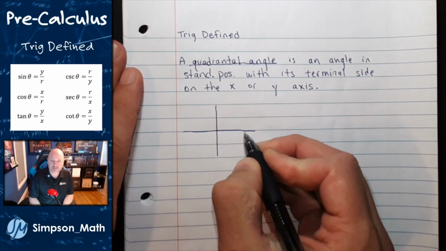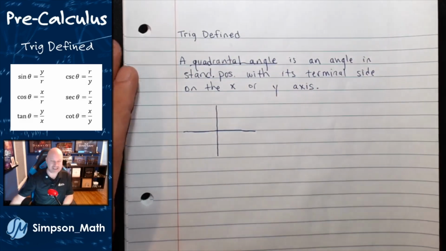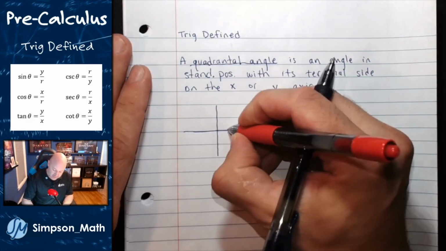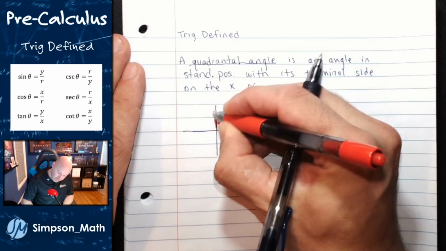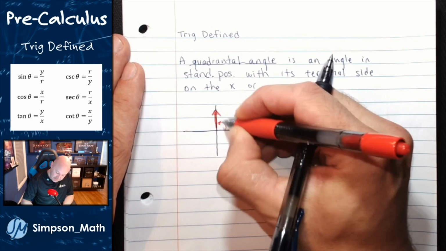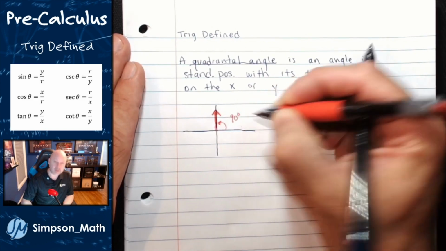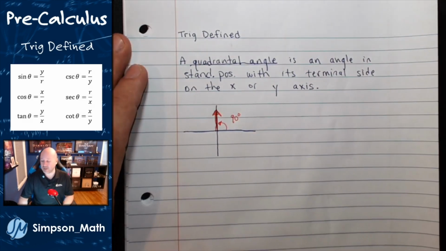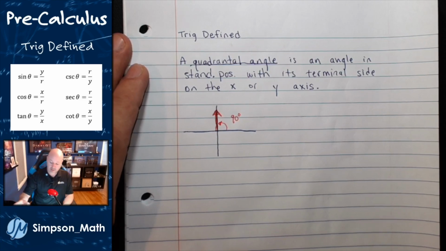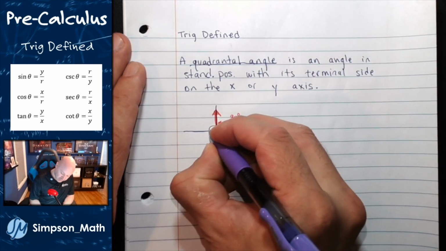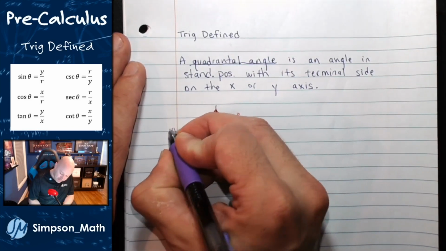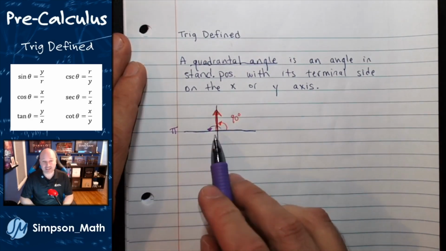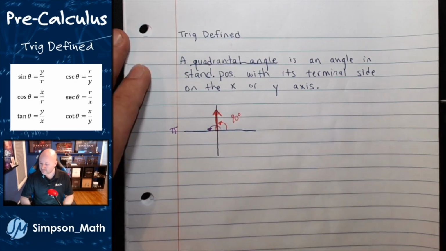Probably the most common would be something like 90 degrees. 90 degrees points straight up. It lies on that y-axis. We call 90 degrees a quadrantal angle. Something like pi. So if I just switch over to radians, 180 degrees, or 1 pi, that's sitting on the x-axis, and so therefore a quadrantal angle.